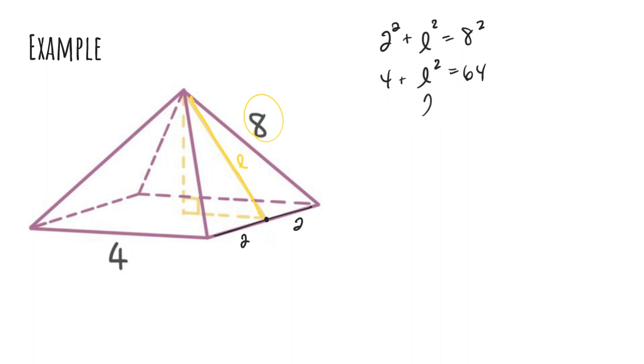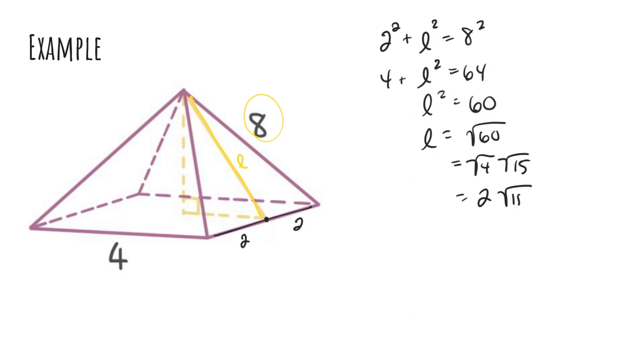Finish my math. L is the square root of 60, which simplifies to the square root of 4 and square root of 15, which simplifies to 2 times the square root of 15.